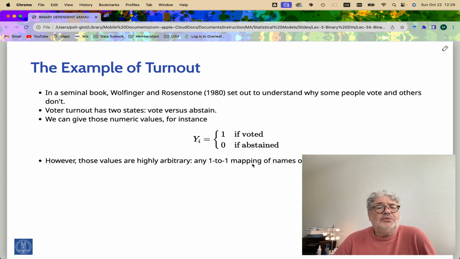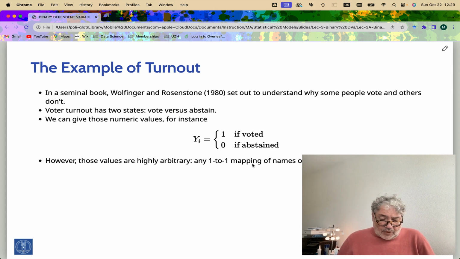So there's nothing continuous about this, but we can still assign numeric values to these outcomes of vote and abstain. A common way to do that, for example, would be to define a random variable y for some individual i, which would take on the value 1 if that person voted and 0 if that person abstained. And then we could go on our merry way trying to analyze that dependent variable.